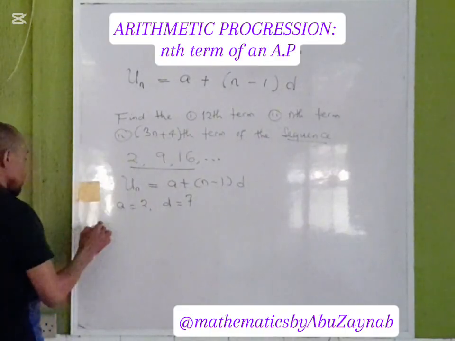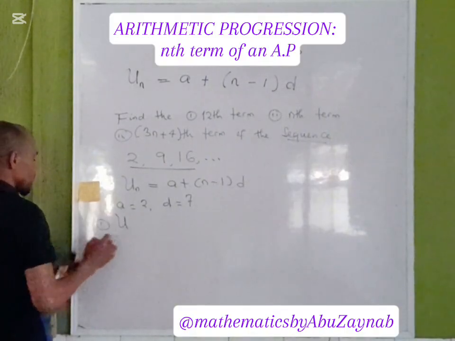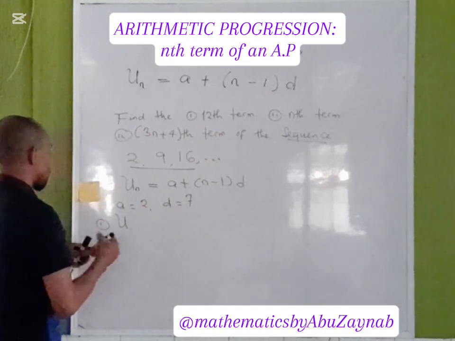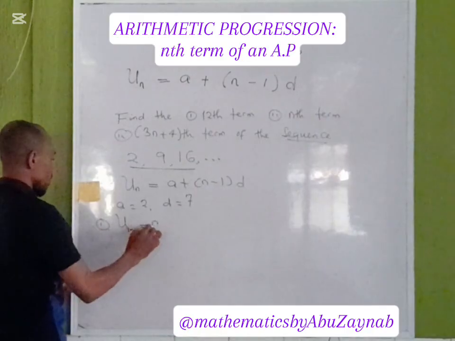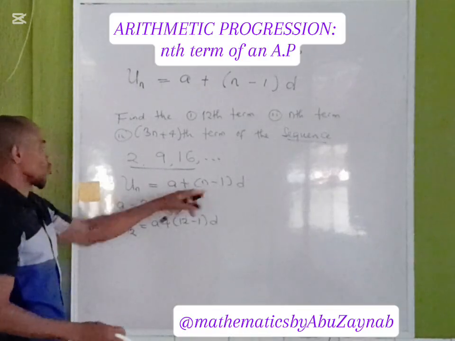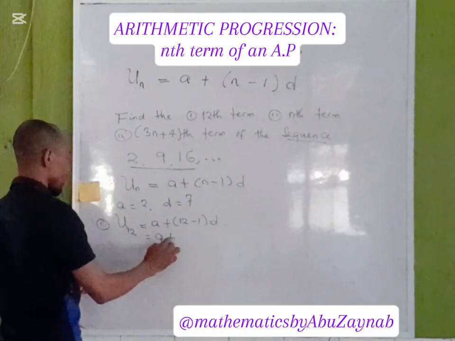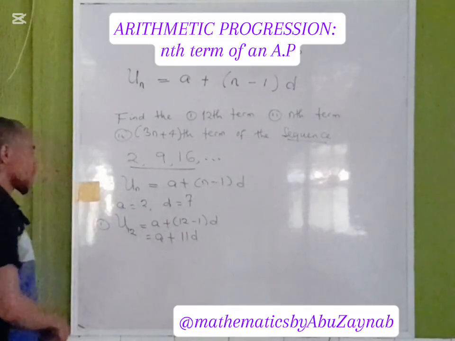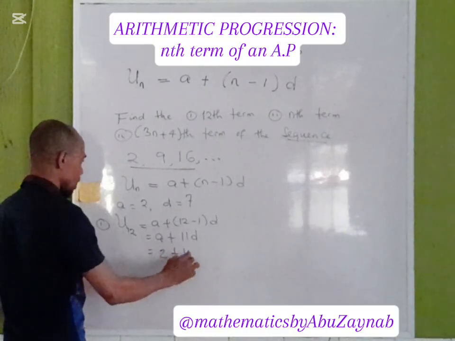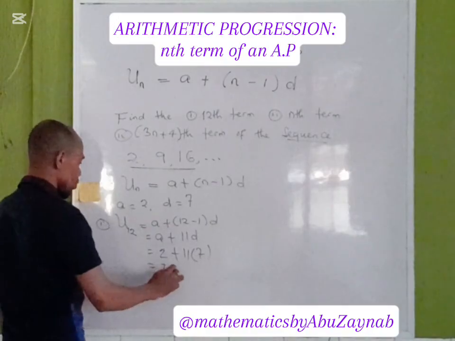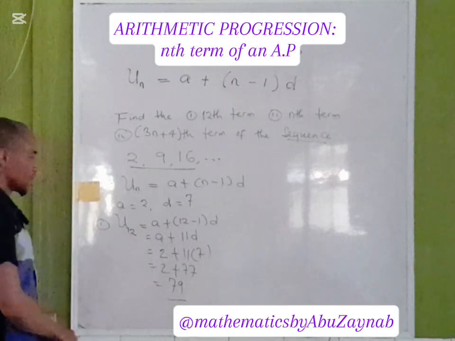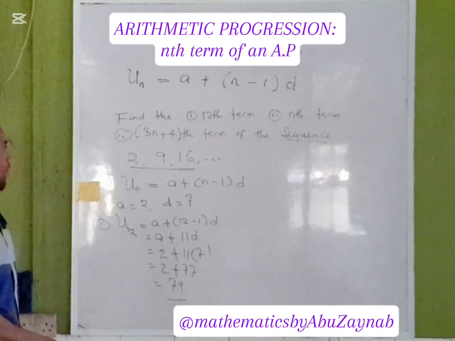So for question 1, we have to find the 12th term. So basically what that means is anywhere I have n, I substitute 12. So for the 12th term, I have U12 equals A plus 12 minus 1 D. Replacing n with 12, hence we have A plus 11D. That's the 12th term. So substituting the values of A and D, we're going to have 2 plus 11 times 7, which is 2 plus 77. And the 12th term is going to be 79 for that particular first question.